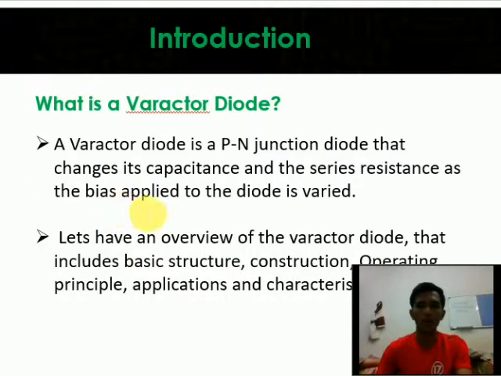What is a Varactor diode? Firstly, a Varactor diode is a PN junction diode that changes its capacitance and the series resistance as the bias applied to the diode is varied. In our slide we include the structure, construction, operating principle, application, and characteristic of the Varactor diode.